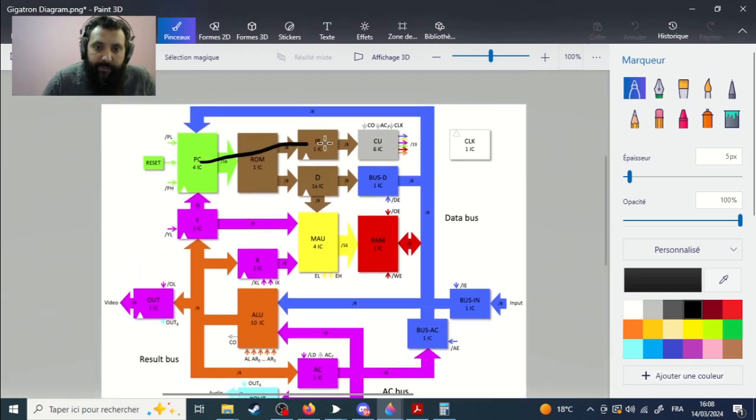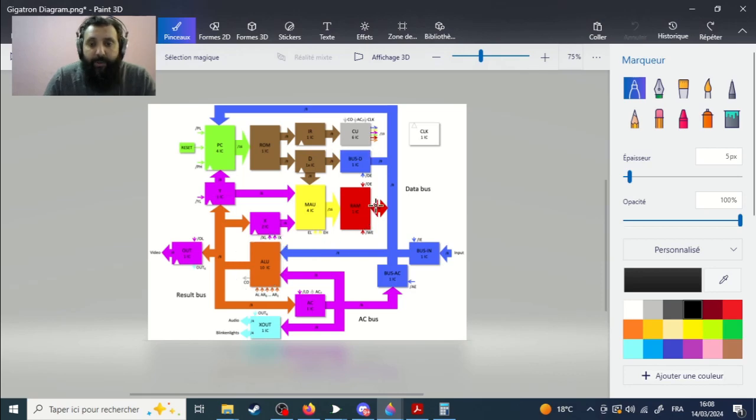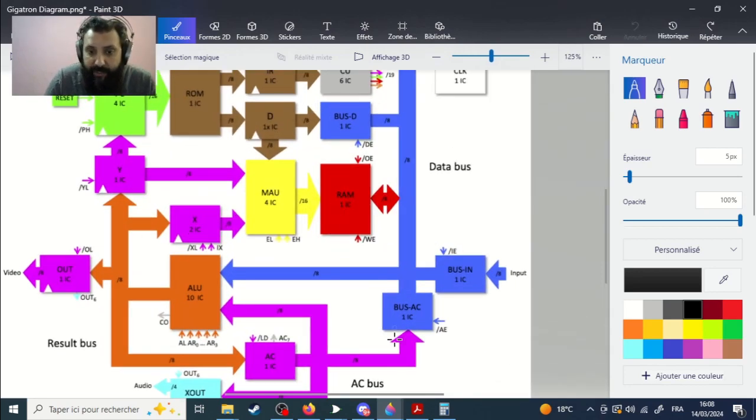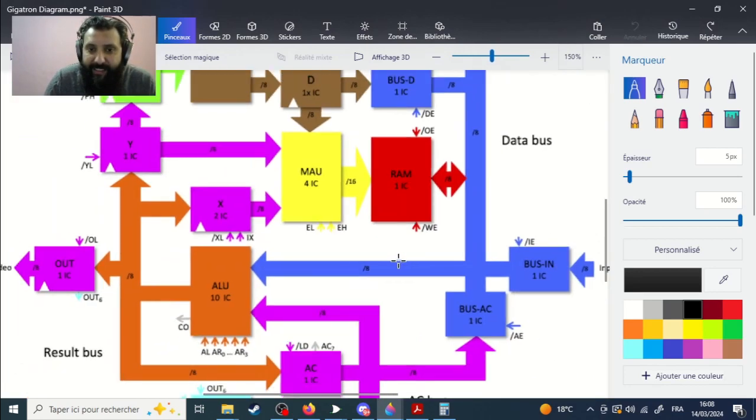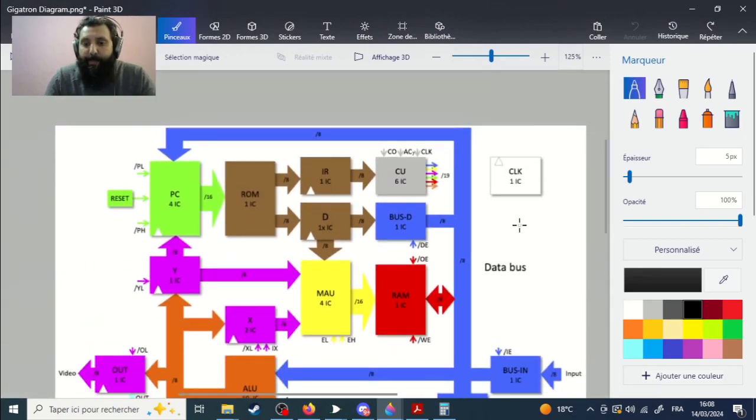This is the data path. All those paths are called the data path. And we have the CU and we have the ALU. You have to program that in Chisel. You have to recreate that in Chisel. And you have to understand exactly the nature of each part.